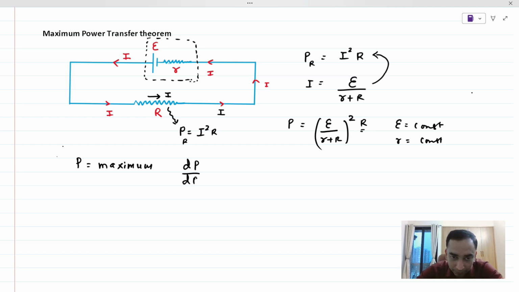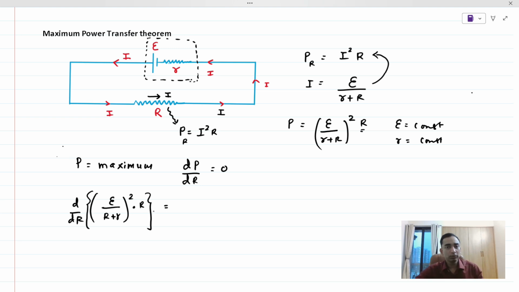So dP by dR should be equal to 0, because in maths we know that when something is maximum or minimum, its first order derivative becomes 0. So that means d by dR of this entire term, EMF upon R plus r, the whole square, times R, should be equated to 0. But I'm going to solve this first. I know that EMF is constant, so I'm just going to pull out E square common, and then I'm going to write d by dR of capital R upon R plus r the whole square.